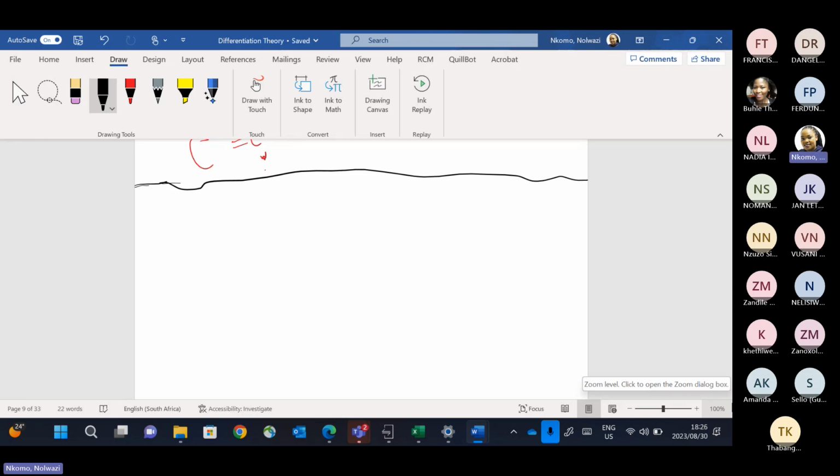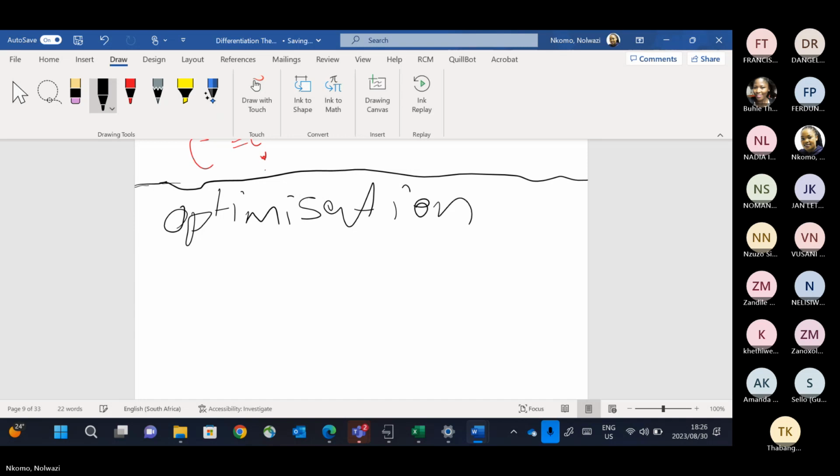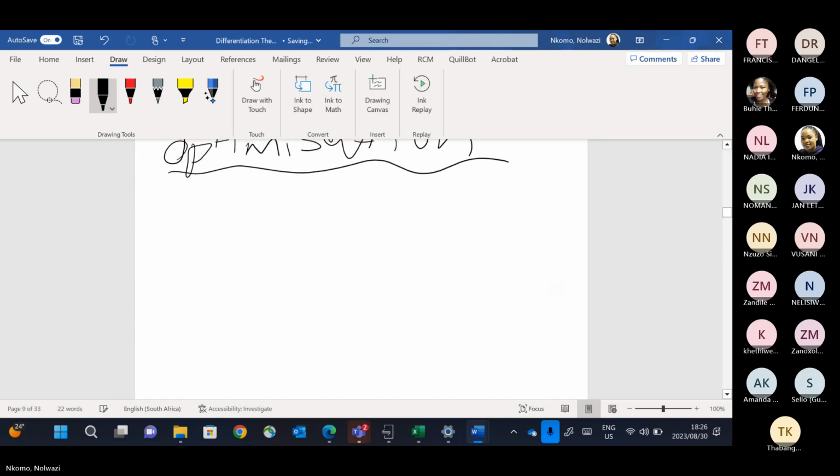Okay, optimization. We said optimization is just the process of finding the minimum and the maximum point, right? The maximum and the minimum point, those are points. They are sometimes called the stationary points, right?